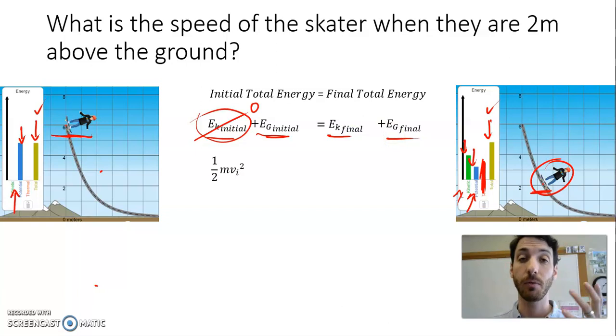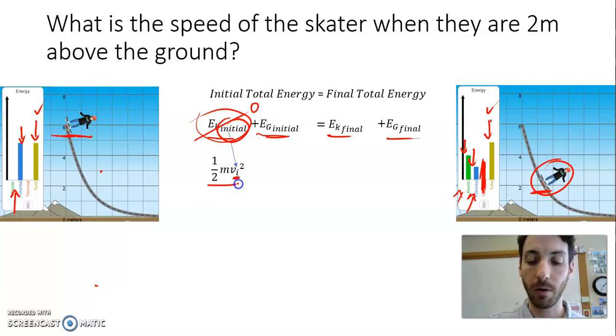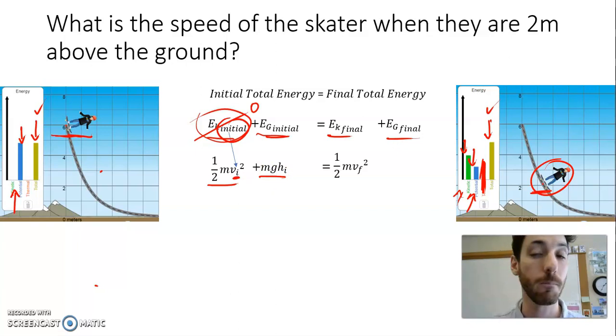Kinetic energy, we talked about, was 1/2 times the object's mass times its speed squared. That I right here just refers to initial. Rather than writing out the word initial every time, we're just going to use the letter I. So we have our formula for initial kinetic energy. We have our formula for initial gravitational potential energy. We have a formula for final kinetic energy, where F refers to the final. And we have a formula for final gravitational potential energy.